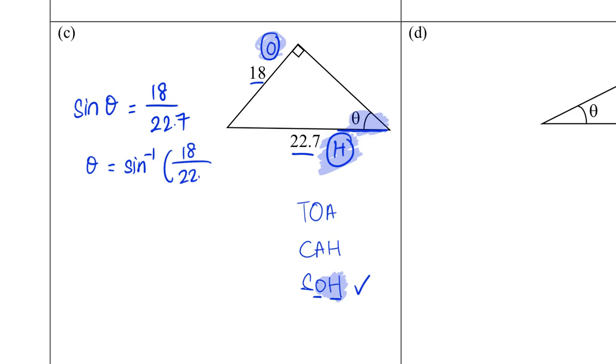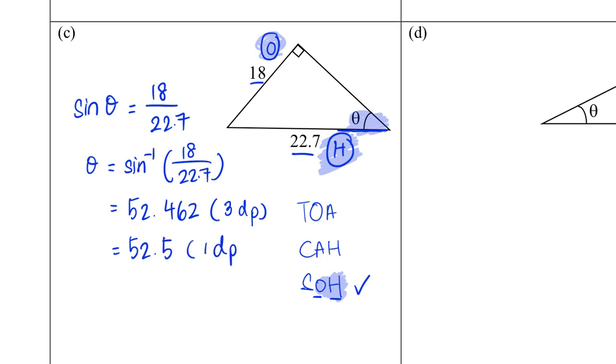18 over 22.7. Again, I cannot remind you all enough: do make sure that your calculator is in degree mode, since we are working with degrees for all examples here. And you will get 52.462 when I round it to 3 decimal places. Final answer 52.5 in 1 decimal place when the answer is in degrees.